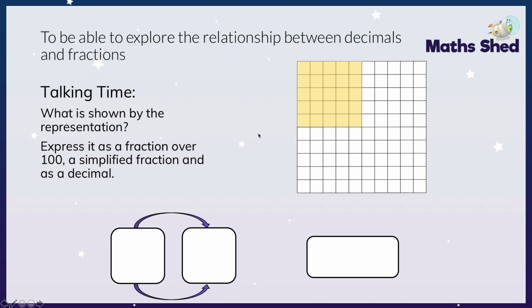This time I have 25 shaded, or by looking at it I can see that that is 1/4 that has been shaded, which is the same as 0.25. Have a go at this one. So I had 15 over 100, which I can simplify because I can divide by 5 to make it 3/20, and the decimal is 0.15.